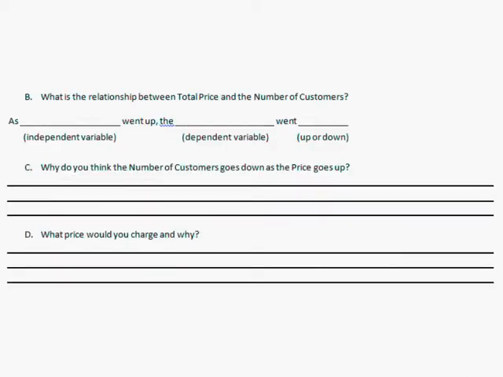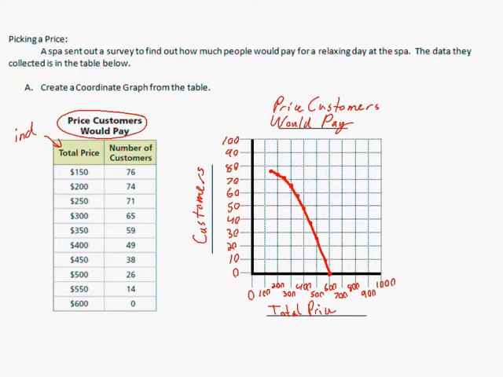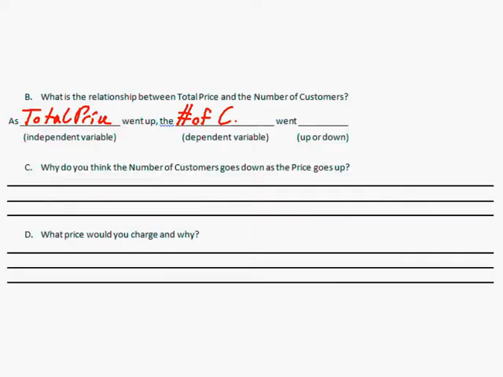Now, what is the relationship between the total price and the number of customers? Well, we know that total price is the independent, and number of customers is the dependent. So as the total price went up, the number of customers went what? Well, total price goes up. Number of customers looks like it goes down. That's new. Notice how it changes what the graph looks like.